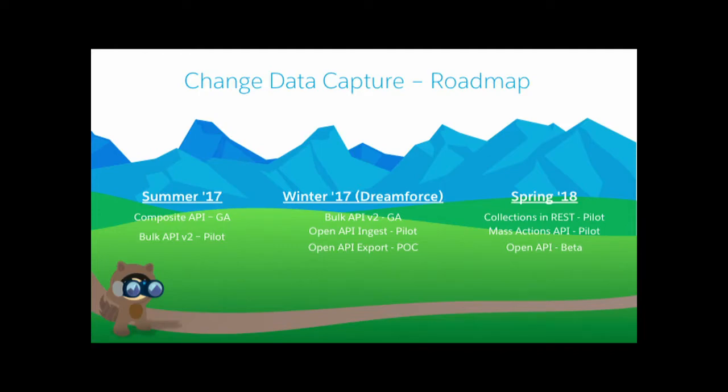We may have a little extra work, which means it might be in beta, but we're pressing for GA right now. We are going to have the Open API ingest in pilot, so being able to take that external service, plug it into Apex, and generate your Apex REST classes. And we'll have the Open API external in a POC, so that documentation that you'll see in our Salesforce docs. For Spring, we're looking at getting collections and REST up to pilot, mass actions to pilot, and taking both sides of the Open API to beta.